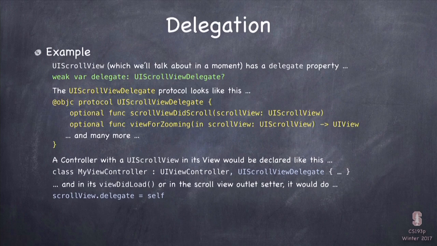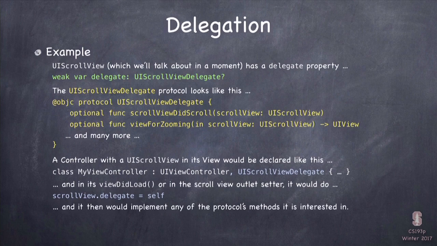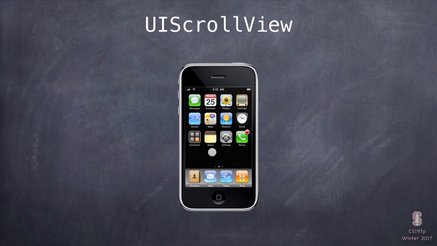And in viewDidLoad, the view controller is going to say, scrollView's delegate is me. So ScrollView, please send me all those messages. And then it would just implement whichever of the methods it wants. Okay, and we'll see this in the demo I'm going to do today as well. All right, so that's it for delegation.